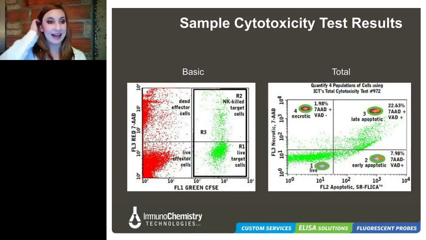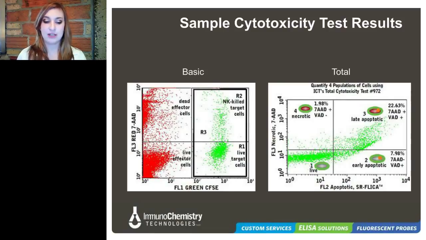So now we'll go ahead and analyze some flow data here for both the basic and the total cytotoxicity tests. So you can really see the breakdown of these different cell populations of interest and how that displays in flow cytometry data. So on the left, I do have flow cytometer data for the basic cytotoxicity test. And here we've created a plot with CFSE and 7AAD. And all the target cells are initially stained green.